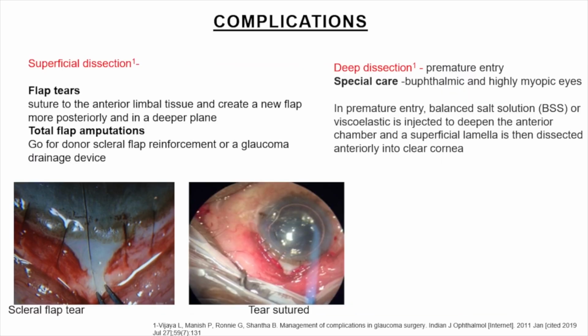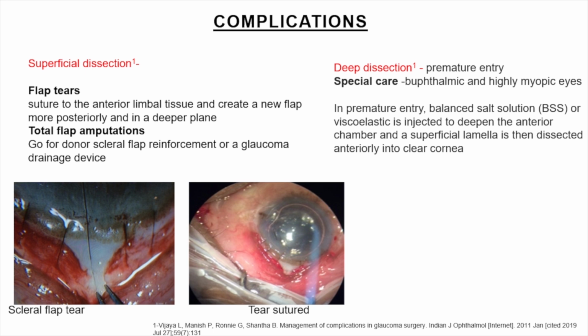So the complications which can be related to this step: we can have a superficial dissection as well as a deep dissection. In superficial dissection, there might be a flap tear or a total flap amputation. In flap tears, the flap is sutured to the anterior limbal tissue and a new flap is created more posteriorly in a deeper plane. In a total flap amputation, we go for a donor scleral tissue reinforcement or a glaucoma drainage device. The deeper dissections are prone to posterior premature entry.